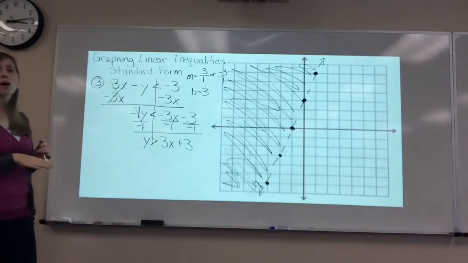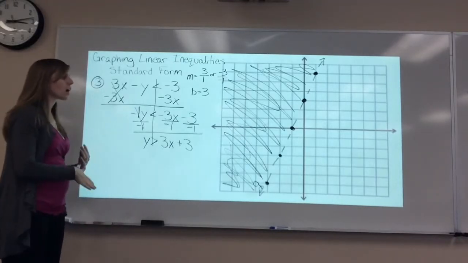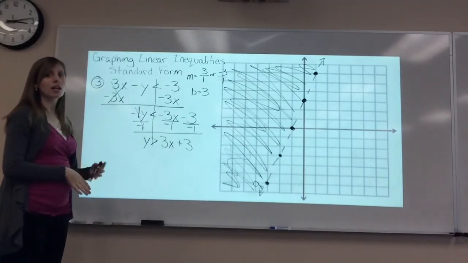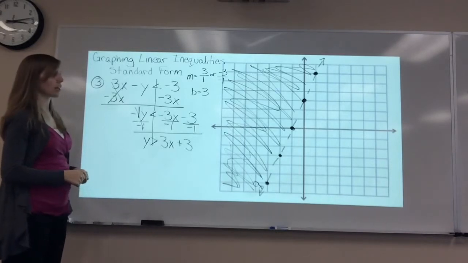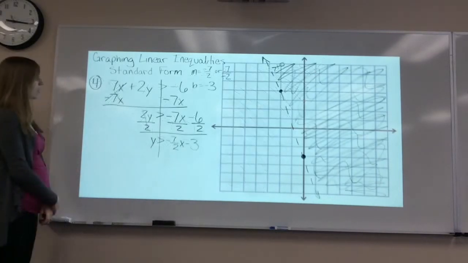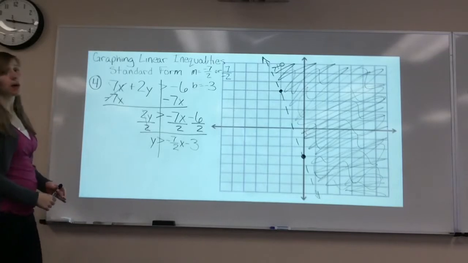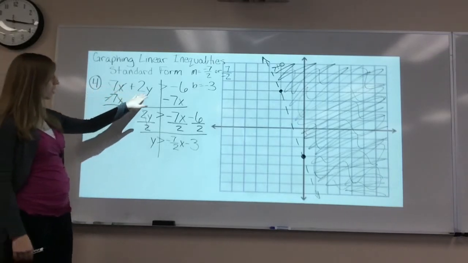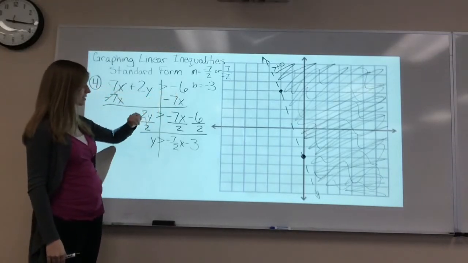At this point, go ahead and pause the video. I'd like you to work on number 4 on your own, and then come back to the video and check your work. For problem number 4, the inequality was 7x plus 2y is greater than negative 6.